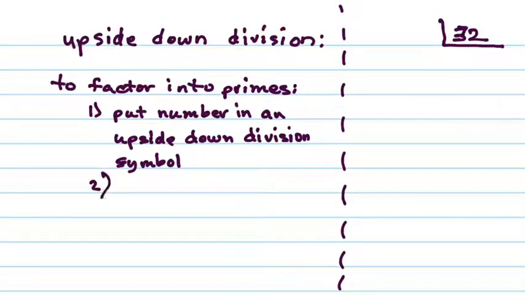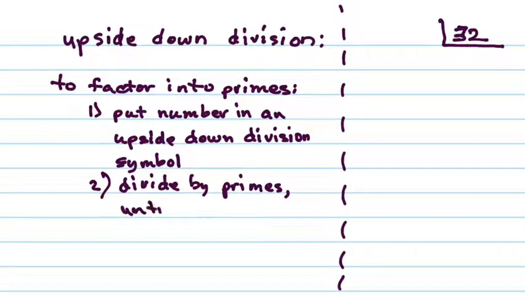Okay, second, I'm simply going to divide by primes, and I'm going to continue until I get a prime. And by prime, I mean prime number, right? And you always start with the smallest prime number possible, which is always what number? What's the smallest prime number, guys? 2, you bet. Okay, so we'll try with 2. Will 32 divide by 2? Yes, 32 divided by 2 is 16.